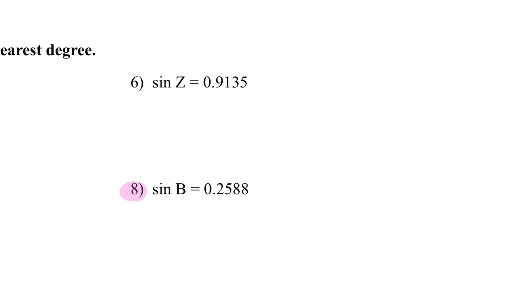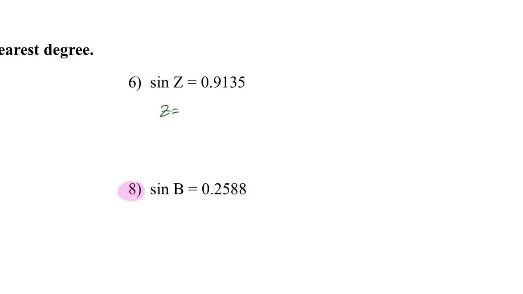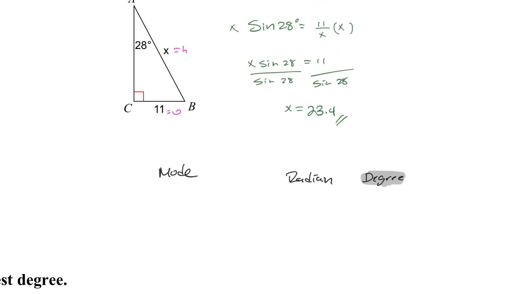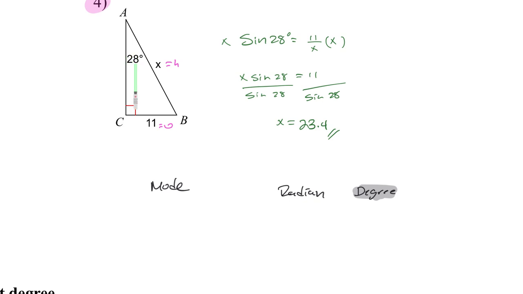Again, number 6, so z equals the inverse of 0.9135. Again, we're using the inverse only when we're trying to find the angle. Those exercises up here where we already know the angle, like this one that we already know is 28, we just use the regular function right there.